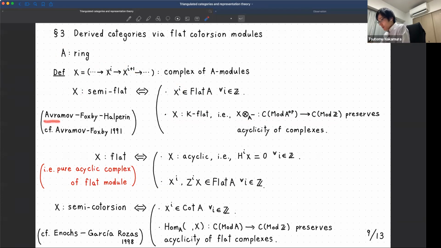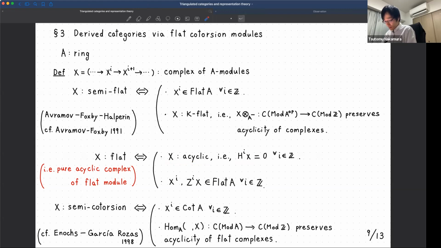The terminology itself appeared in the famous unpublished manuscript due to Avramov, Foxby, and Halperin. And also, Avramov and Foxby used a similar terminology, replacing semi by DG. And the natural reason why semi-flat is used is that X is called flat as a complex if X is acyclic, and cyclic, namely its cohomology modules are 0.